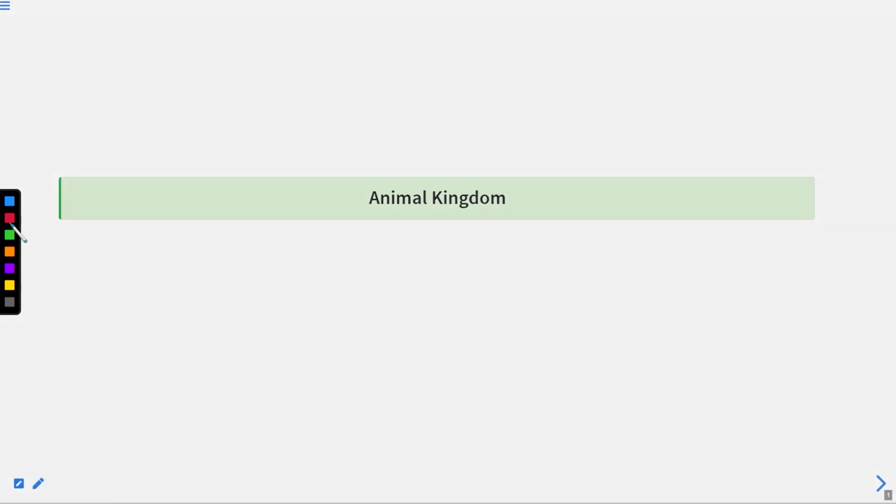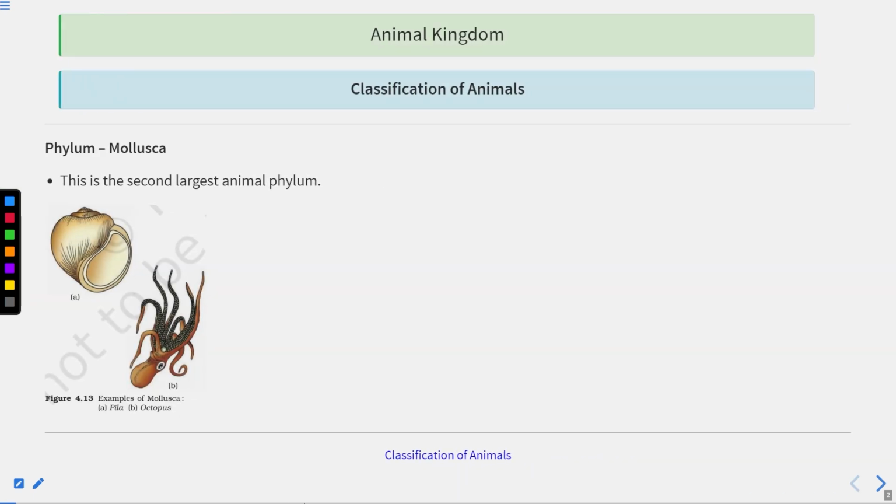Till Arthropoda we have completed, right? And after that, the next phylum is Mollusca, the shell bearing organisms. This is the second largest animal phylum after Arthropoda. And here are the two very common examples from this particular phylum, that is Pila and octopus. These are the two examples, right?